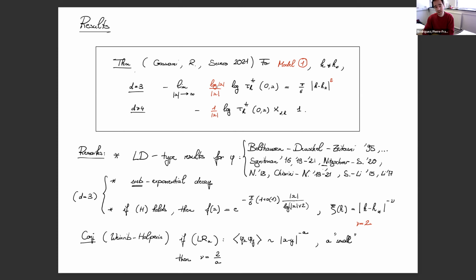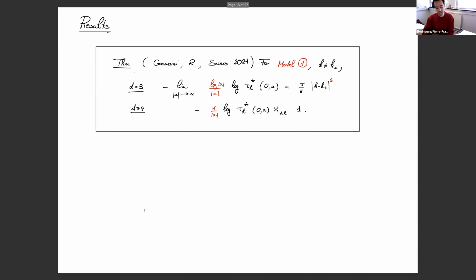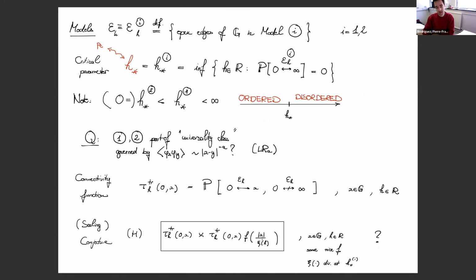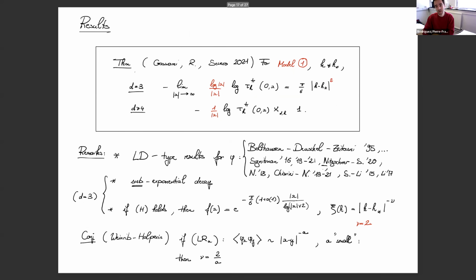And this shows you that if you have the scaling here, let me show it to you again, then this function psi has to be h minus h star to the minus nu, with a value of nu which is equal to 2. And this in fact confirms a conjecture of physicists, namely Weinrib and Halperin, which is that, loosely speaking, if you're in a long-range class with exponent a, so remember a was the exponent governing the decay of local correlation. So here it's d minus 2, which is 1 in dimension 3.